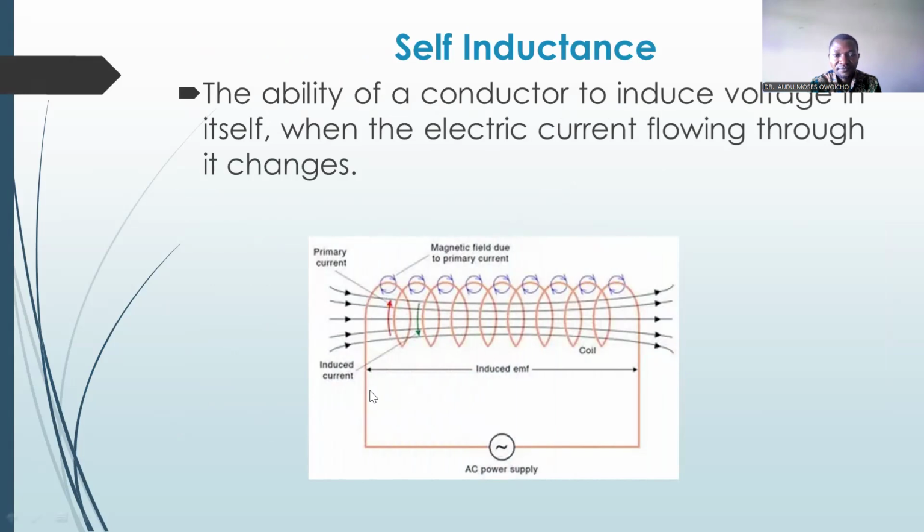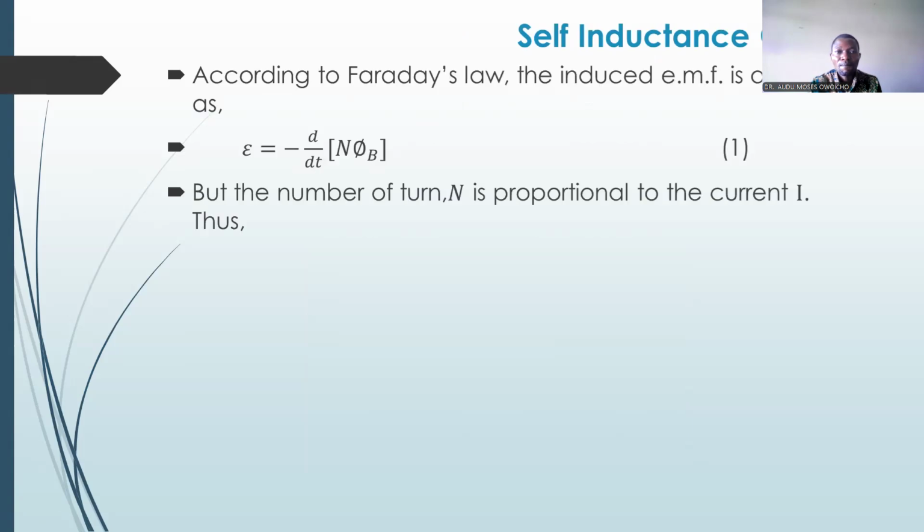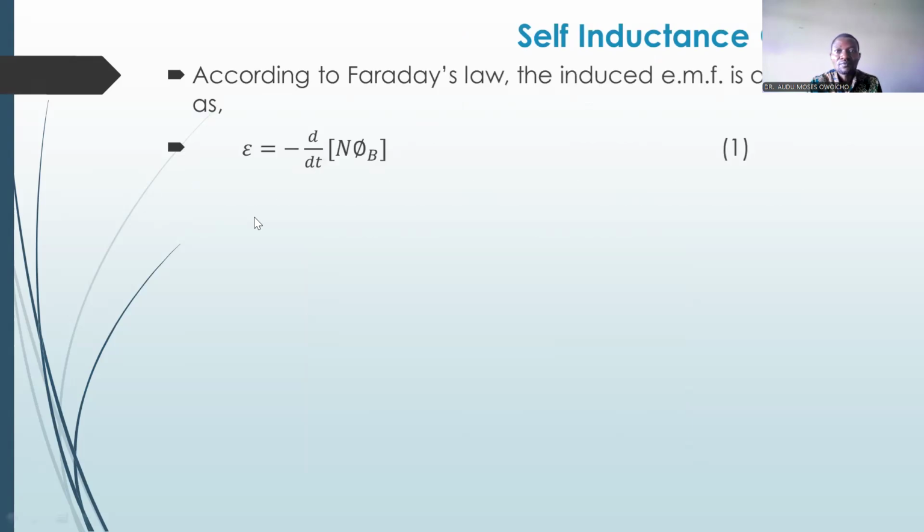Here is a circuit diagram of a coil and current flowing through it. So the ability of this coil to induce voltage in itself is what we call self-inductance. According to Faraday's law, the induced EMF is given by equation 1. In one of our videos, we looked at electromagnetic induction. From there, you can get more information about Faraday's law.